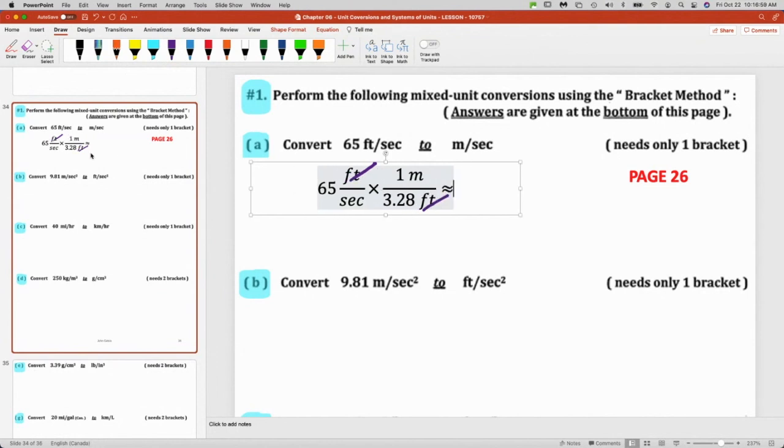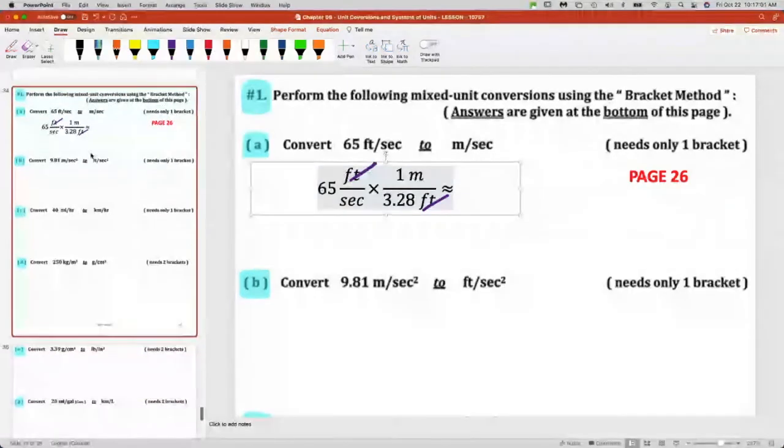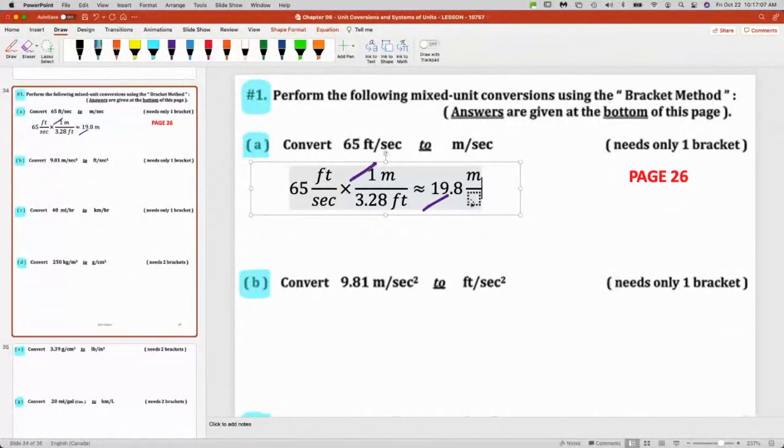I didn't calculate it. Can someone confirm that? Never mind, I just checked the answer key. 19.8 meters per second. Thank you, Nicholas.